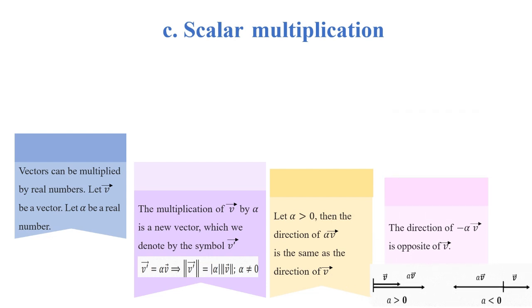Next operation on vectors is scalar multiplication. Vectors can be multiplied by real numbers. Let v be a vector. Let alpha be a real number. The multiplication of vector v by alpha is a new vector, which we denote by the symbol alpha v equals alpha multiplied by vector v. Let alpha be greater than 0, then the direction of alpha v is the same as the direction of vector v. The direction of minus alpha v is opposite to vector v, as shown in the figure below.